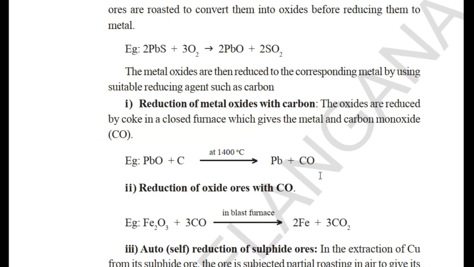Next, reduction of ore with carbon. Again this carbon monoxide in the blast furnace. Here we have also mentioned the temperature. So, reduction of metal oxide with carbon: the oxides are reduced by coke in the closed furnace, in the reverberatory furnace at 1400 degrees temperature. Here you can see again this ferrous oxide.